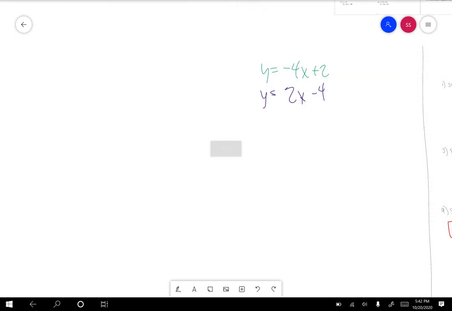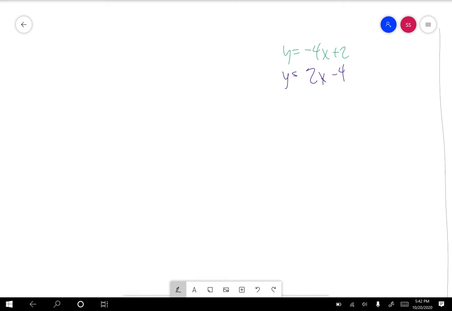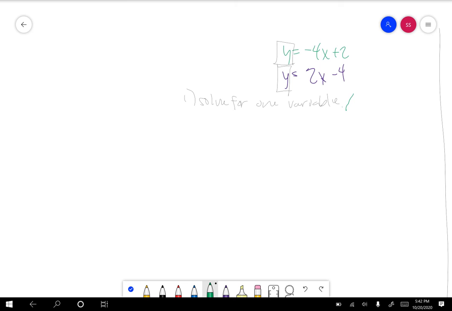All right, let's zoom in and let's do this. Step 1. Step 1 is solve for one variable in one equation. What's cool about this one, you'll notice, is that we've already solved for y in both equations. We didn't even have to do anything. So check mark that.